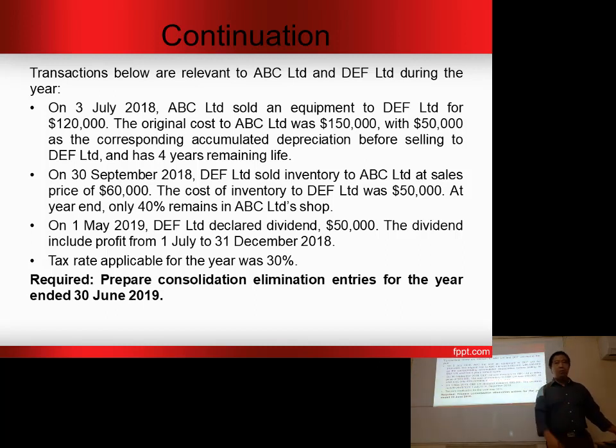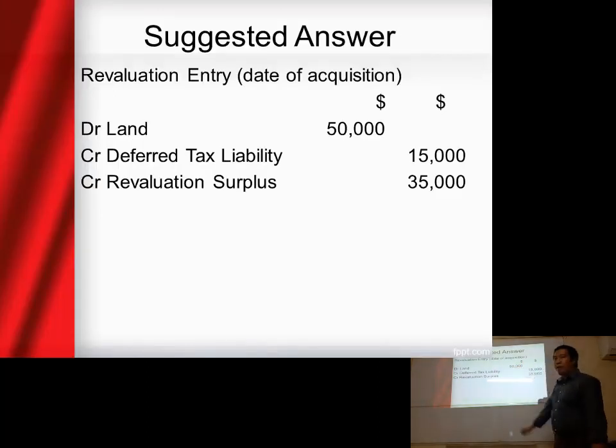The first thing that you need to do is, because they mentioned that the land was revalued as at the acquisition date, there was an increase in the value of the land, so you have to record that increase first, $50,000, and then credit deferred tax liability, which is 30% of this, and then the remaining, of course, will be credited to revaluation surplus. So first, revalue the items that need to be revalued, so that we can determine the fair value of identifiable net assets in calculating goodwill or gain on bargain purchase.